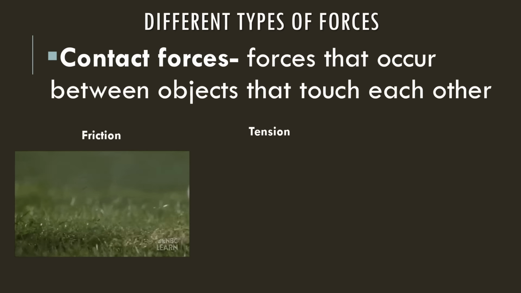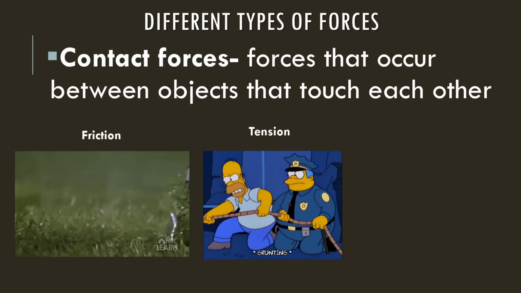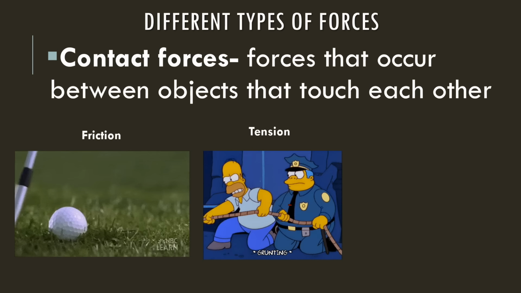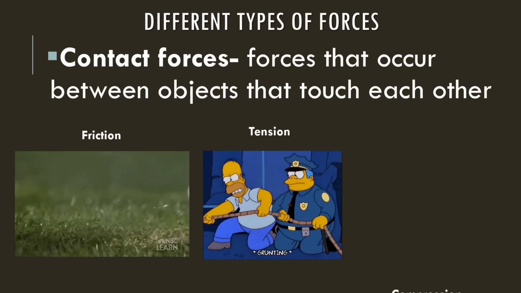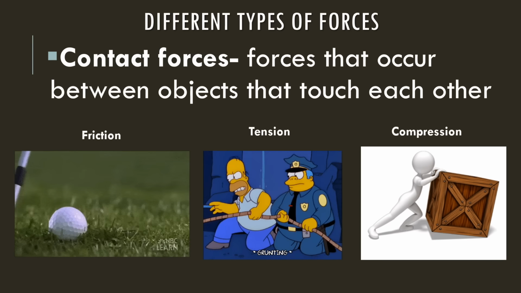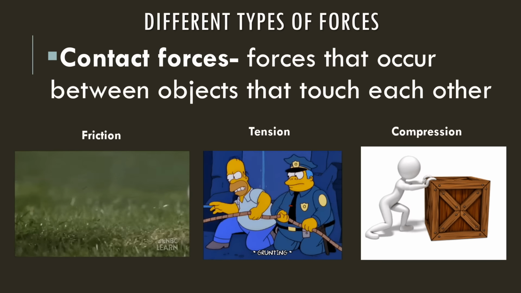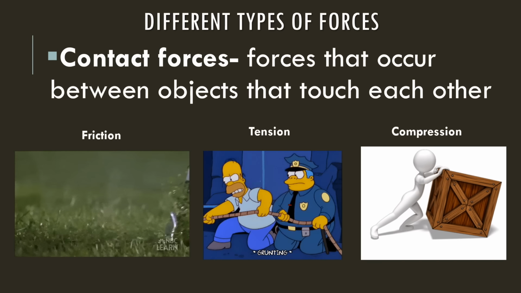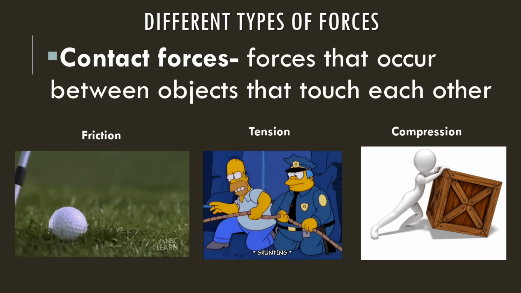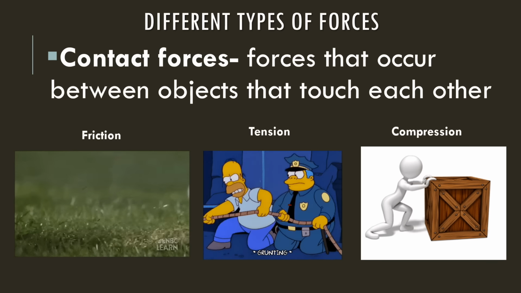Tension is our second contact force, and tension occurs through a pulling action. When something is pulled, it's considered a contact force known as tension. Our third contact force is compression, and compression will occur due to a pushing action. These are all contact forces, the forces that occur between objects that are physically touching each other.